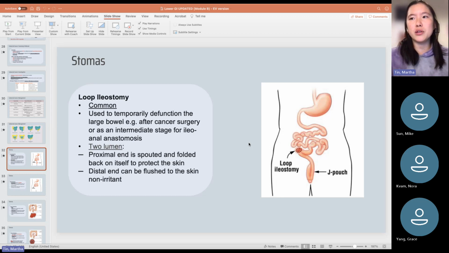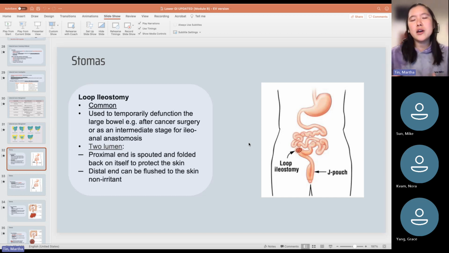So an ileostomy is going to be in the right iliac fossa. And when you have a loop, that means you literally take a loop of bowel and bring that whole loop to the surface of the skin. You can think logically as to why you might do this. Typically, this is not going to be permanent.